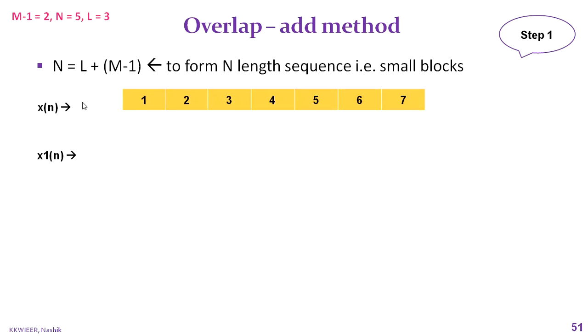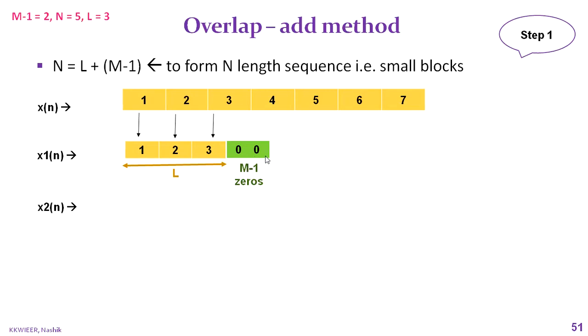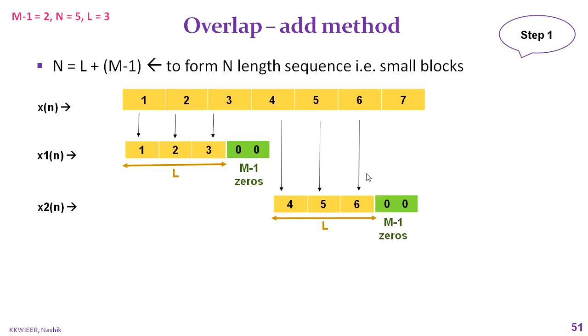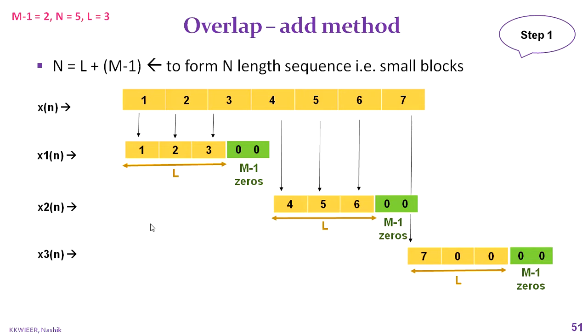Now x1 of n will be, we will consider the first L, so your L is equal to 3. Take 3 samples, 1, 2, 3 and append m minus 1 zeros. So your m minus 1 is 2, so 2 zeros will be appended. For the second sequence, take the remaining 3 values 4, 5, 6 and append m minus 1 zeros. For x3 of n, take the remaining 7. Now we want L length, that is 3, so we will append 2 more zeros, that is m minus 1 zeros at the end. So in this way you will get x1 of n, x2 of n and x3 of n.